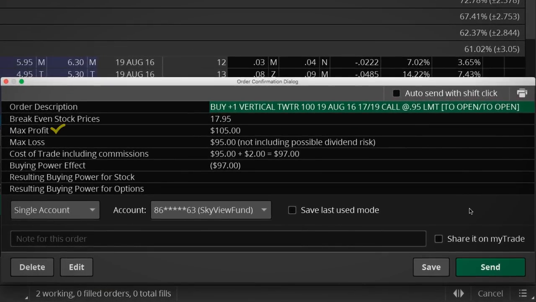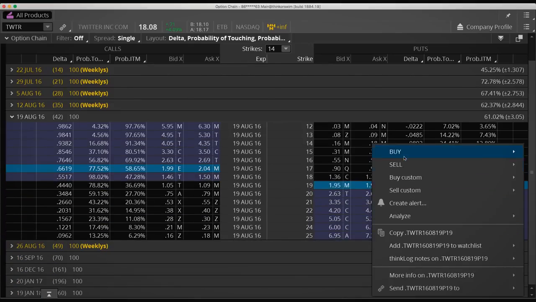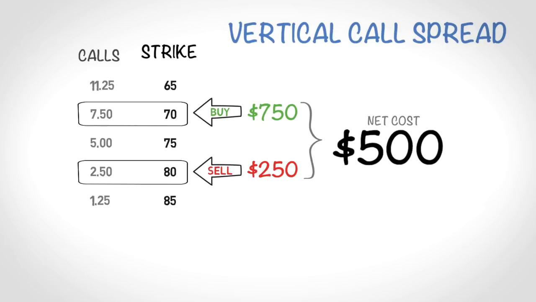Now, we can click confirm and send and view the pop-up box to see the details of the trade, such as max profit, max loss, capital required, and break-even stock price. And you can also do this on the put side if you want to make a bet that the stock will go down.